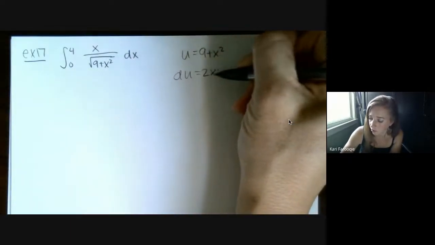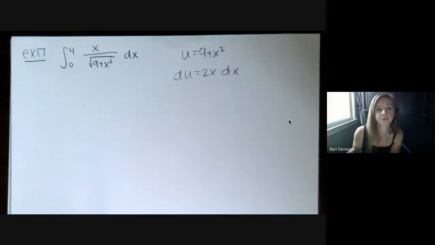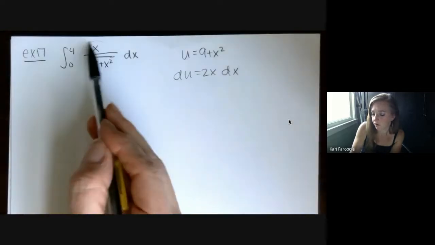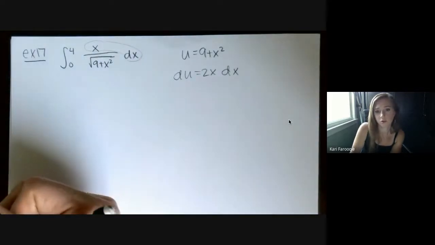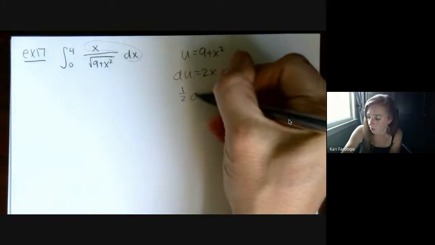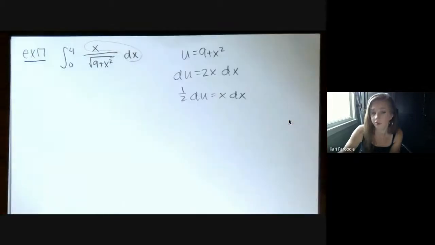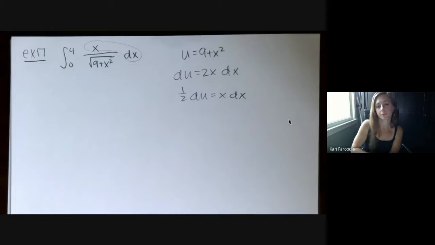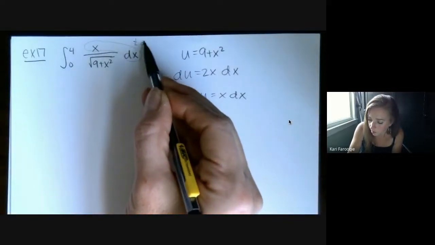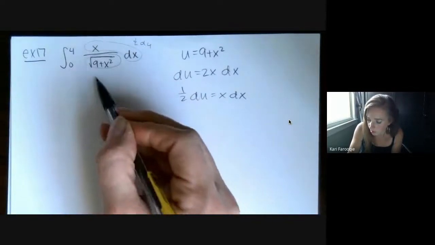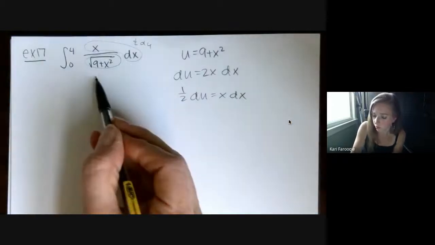du is 2x dx. And I don't have 2x dx. I just have x dx. So I'm going to rewrite this as 1/2 du is x dx. So the x dx is now being represented by 1/2 du, and in the denominator, I have the square root of u.